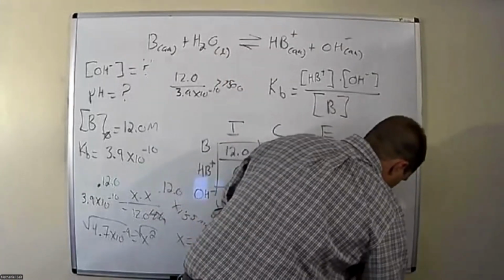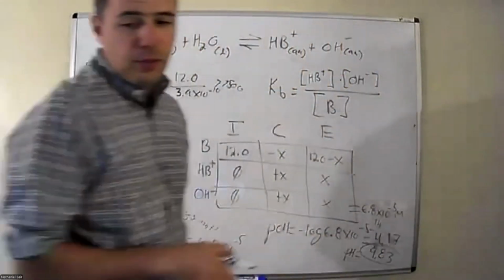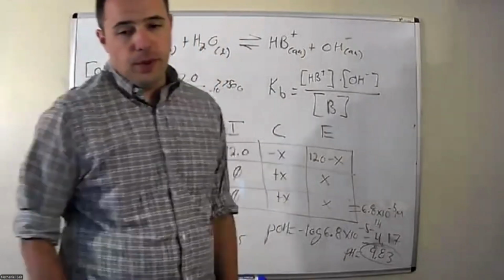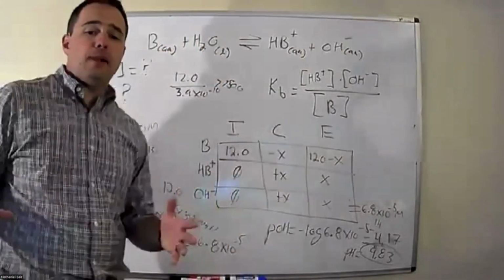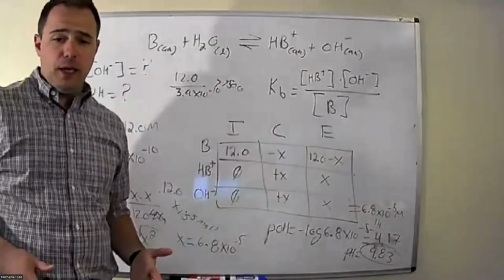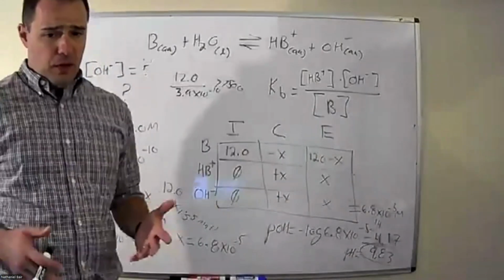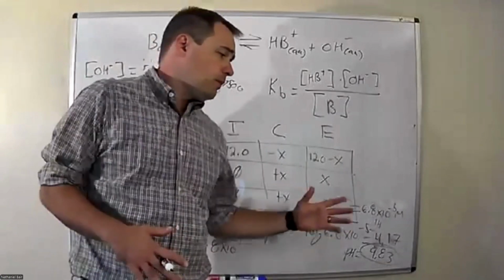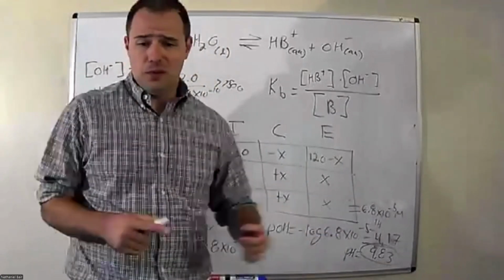Always good when you're doing a weak base problem and you get a basic pH as your final answer. That's always a good feeling. The pH is 9.83. So weak base problems are not really different than a weak acid problem. You could maybe make the argument that they're slightly more difficult, but that's only because you get a hydroxide instead of an H plus, and usually they're asking for pH.